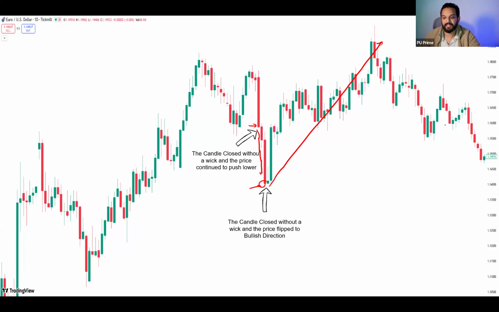Okay, as you can see here, a candle here closed without a wick. What happened? The price flipped, right? And so on. So guys, is that clear? As you can see here, this candle has closed without a wick, a bullish candle closed without a wick. What happened? The price pushed slightly higher and then the price flipped back again, right? So it's very important to take care of these.